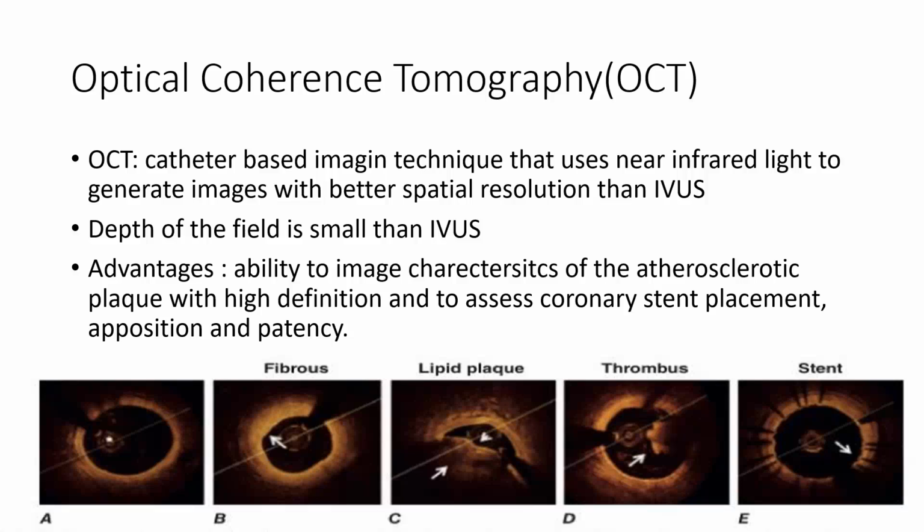Here you can see a normal coronary artery followed by one with a fibrous plaque, one with a lipid plaque, one with thrombus in the vessel, and here we can see multiple struts of a stent.